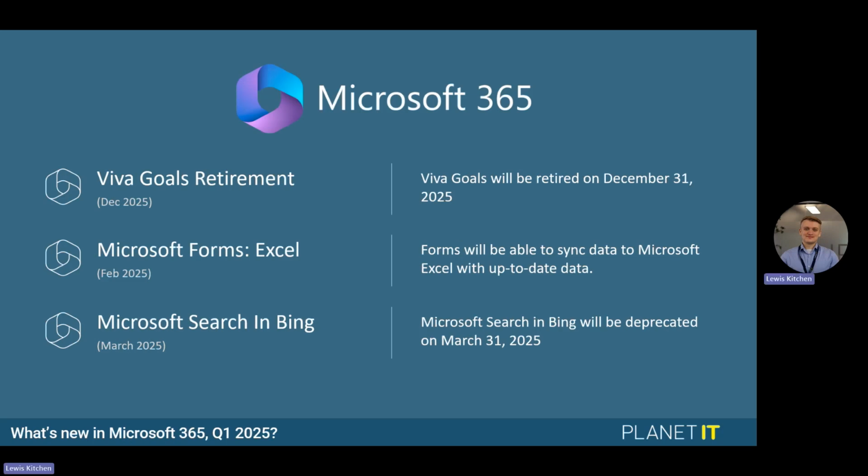So Microsoft 365 apps received quite a few updates, and a lot of deprecations as well. The first one being Viva Goals retirement in a year's time, so that's December 2025. Not many people, I think, used Viva Goals. We don't here at Planet, but it's just good to know that this is now being retired, December 31st, 2025.